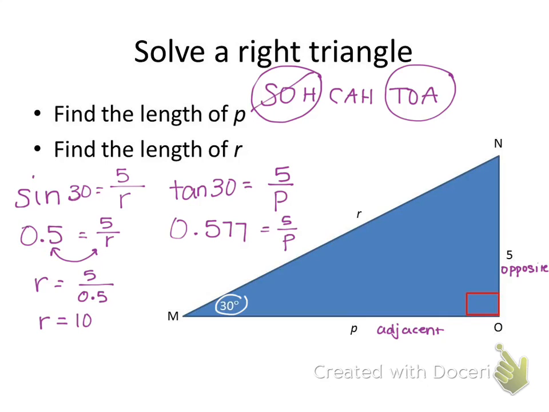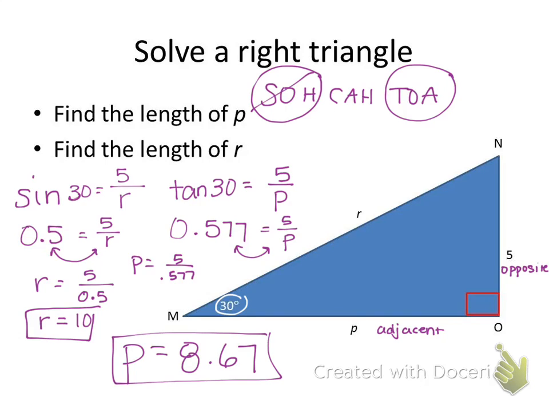Now, do I have a variable on the bottom of the fraction? Yes. So can I switch it? Yes, you can. So I'm going to write p is equal to 5 divided by 0.577. And what is p equal to when you do that? 8.666. So we're going to do 8.67.